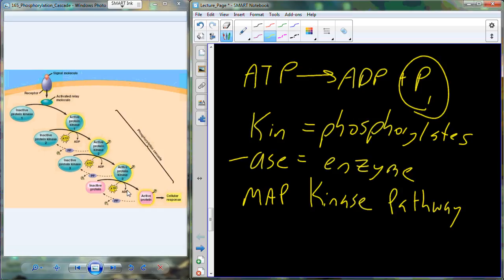So what's the cellular response? It could be up or down regulation of the protein. It could be up or down regulation of an enzyme. It could be a change in a metabolic pathway producing a new metabolic product. There's all sorts of things that can happen.